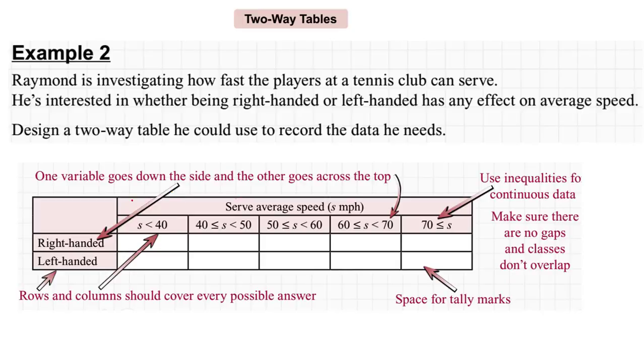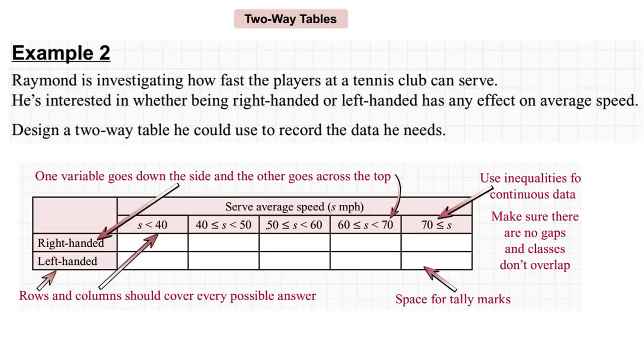So if you look at this one here, across in these particular rows, I've got the serve average speed in miles per hour. And you can see there are so many options that we're having here. So at the top, going across, we're going to put the first set of information, which is the speed. Now, in this column here, we're going to put the other set of information, which is whether the person is right-handed or left-handed. So there are only two options for that.